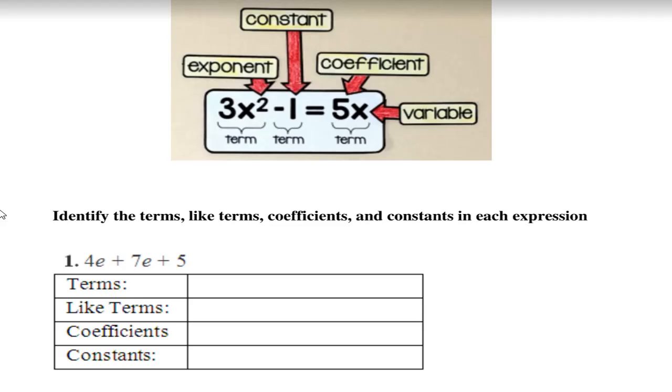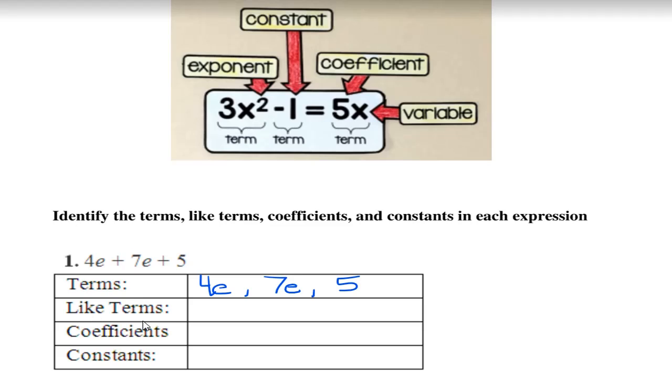Terms, anything that is separated by a plus or a minus sign. So there are 3 terms in this expression. 4e is 1. I'm going to put commas in between. 7e is the second one. And 5 is the third one.